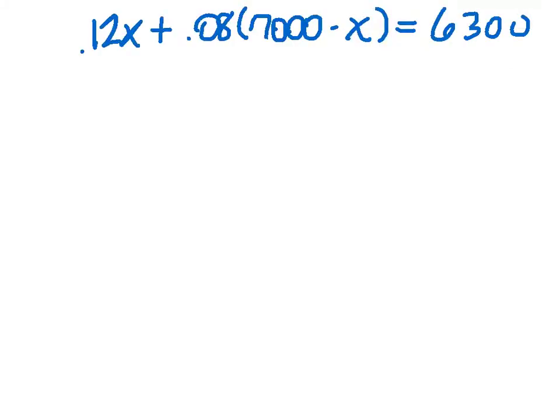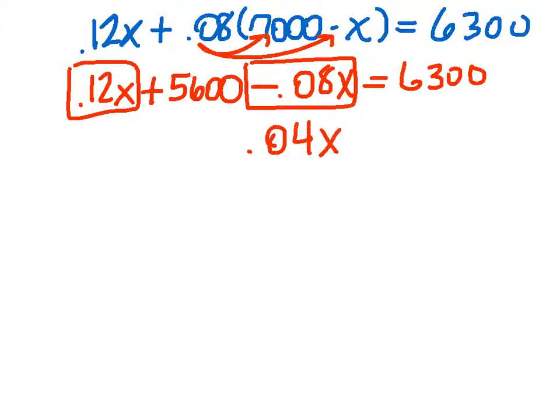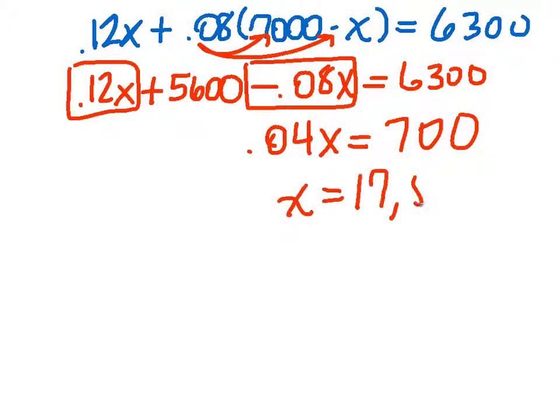Okay, so first distributing the 0.08 to the parentheses, 70,000 minus X, gives us this result: 0.12X plus 5,600 minus 0.08X equals 6,300. Next, I'm going to move this 5,600 to the other side by subtraction, and I'm also going to put together my like terms, the 0.12X and the minus 0.08X, and that gives me 0.04X equals $700. And finally, dividing by the 0.04, I get X is equal to 17,500. And remember that X represented our bonds.